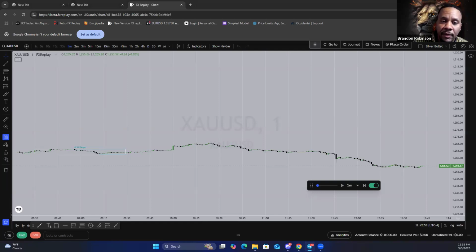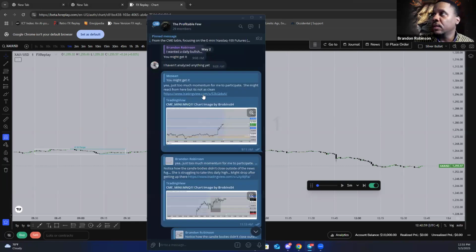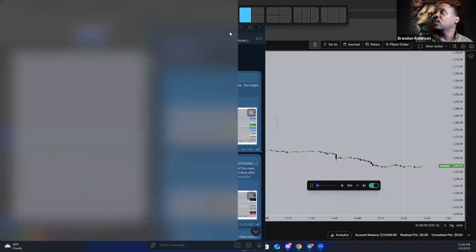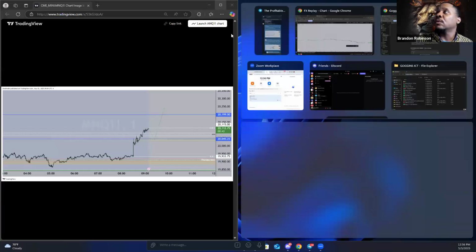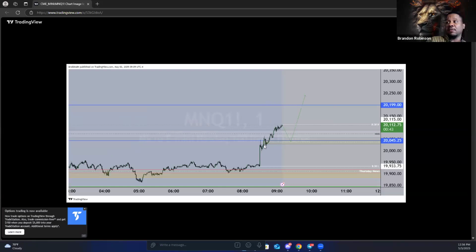Let me see. We had too much momentum. So I said it's too much momentum for me to participate. This is a small chat that I'll be in sometimes, but I said too much momentum for me to participate. She might react from here, but it's not as clean as if she had manipulated to the downside first. So when we click this chart, we see this first presented fair value gap.